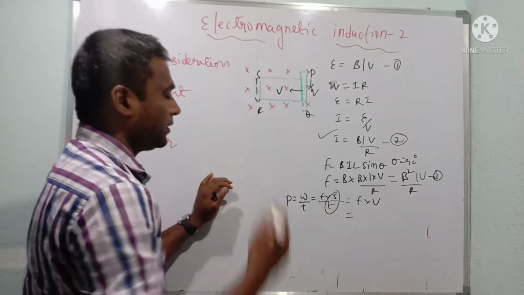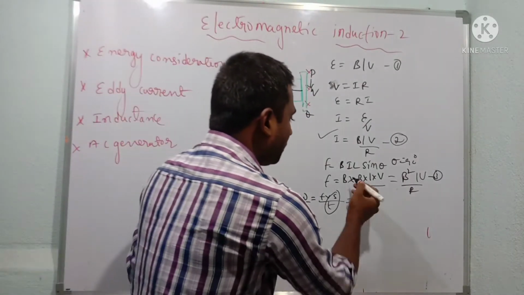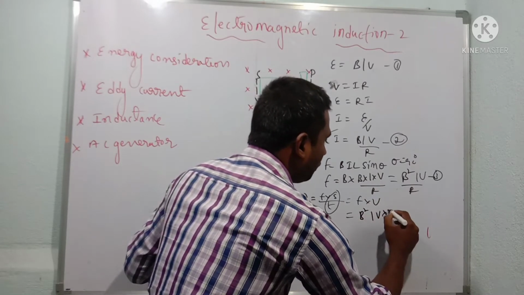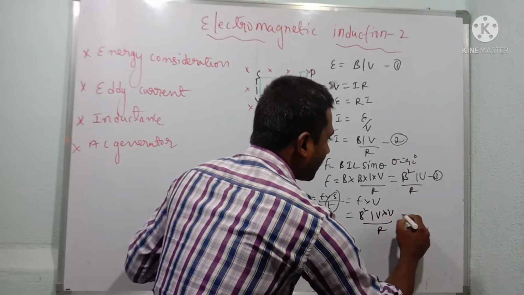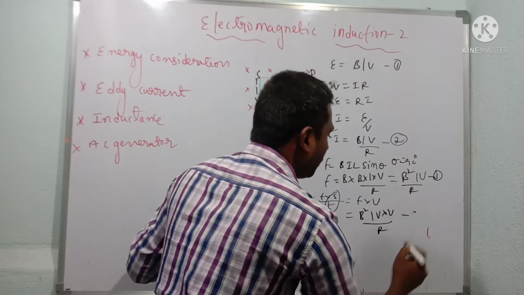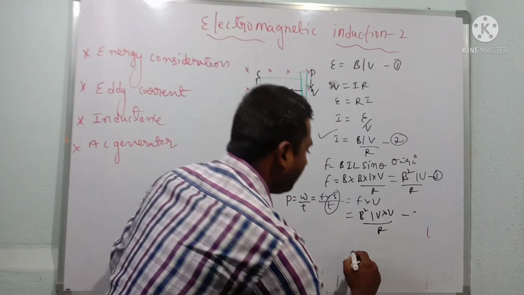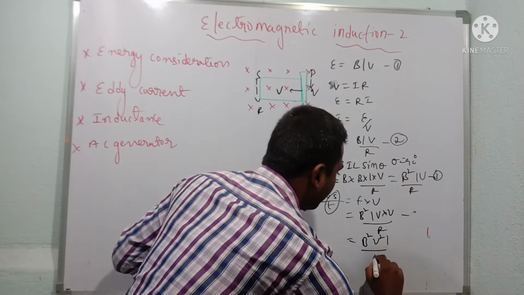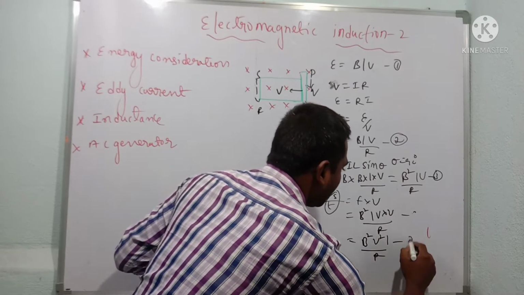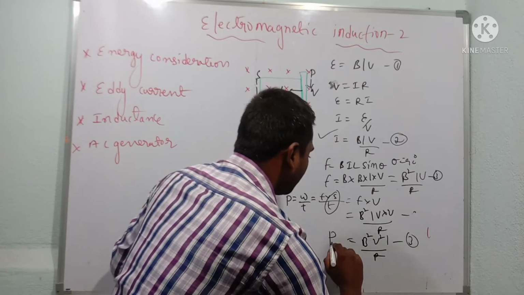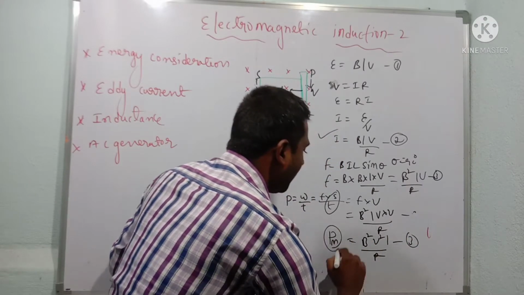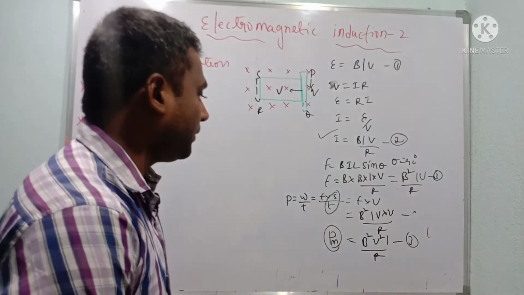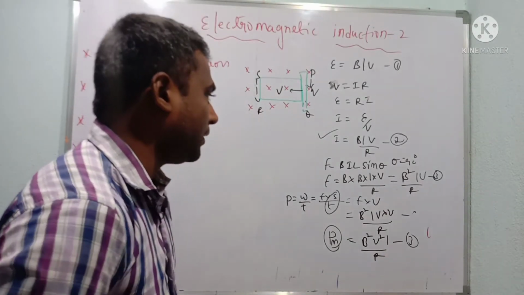Now dear students, if I substitute this, what happens here? B square L V into V divided by R. This is called equation 4. Now it becomes B square V square L divided by R. So this is nothing but what, children? That is power in terms of mechanical energy.